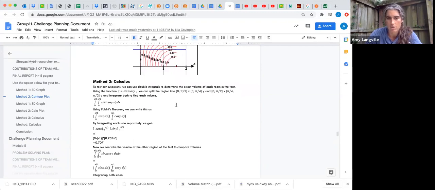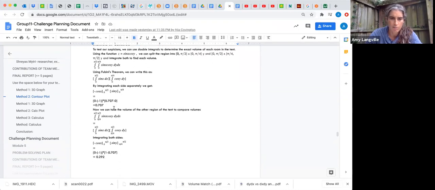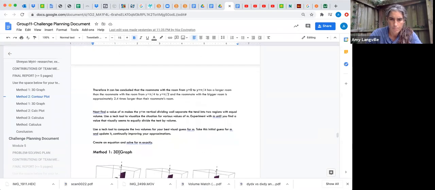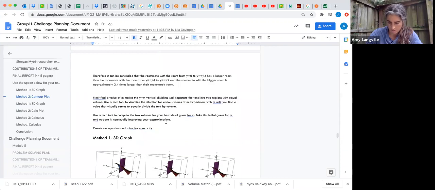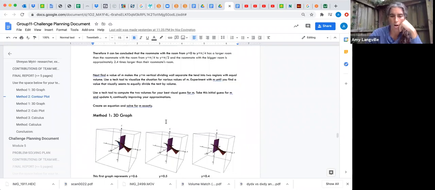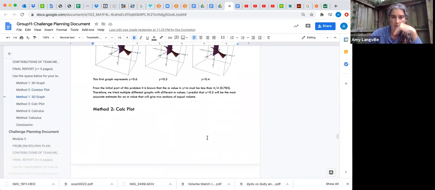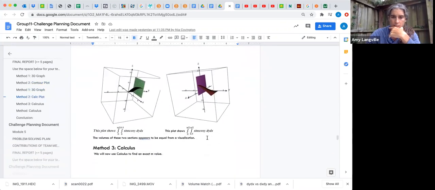Like, we'll actually get these volumes and divide it in half and see how different they were, 0.7 and like 0.3. About 2.4 times larger. Same thing that Jennifer, Brooke, and Caroline got. And then the question was, where should you slide this dividing partitioning wall? And they show some nice figures here for the different places that they moved that vertical plane. And again, some nice images.